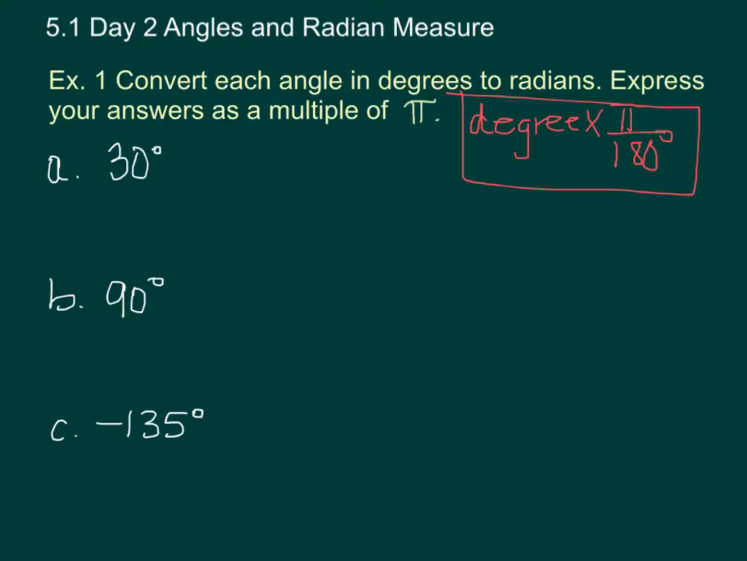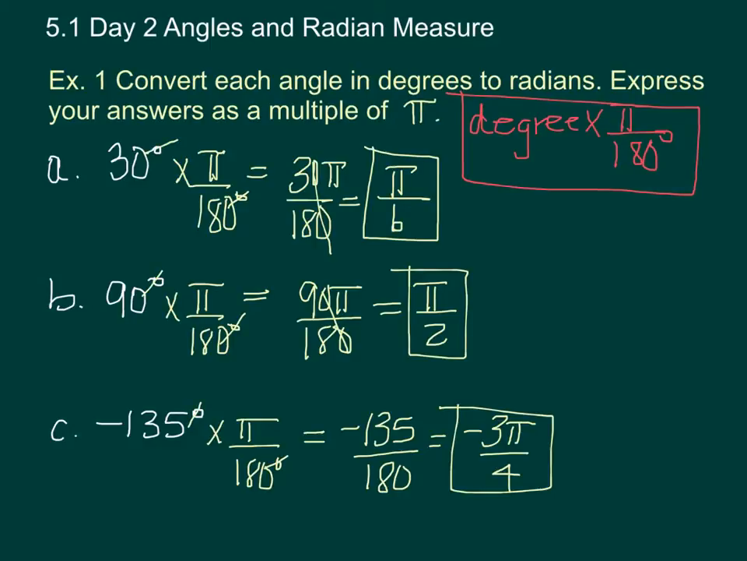I want you to try these 3 examples. Stop the video so you can see if you get it right. In each case, I multiply the degree by pi over 180 and I reduce the fraction. You don't have to write pi radians. If you got them all right, then you're ready to move on. If not, please make a note and we'll answer your questions the next day.